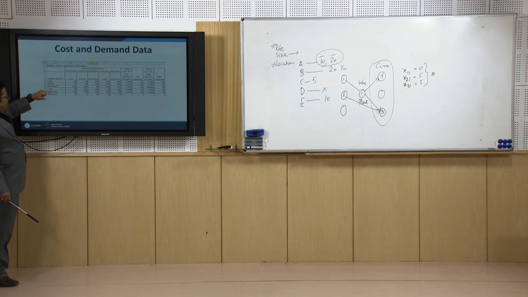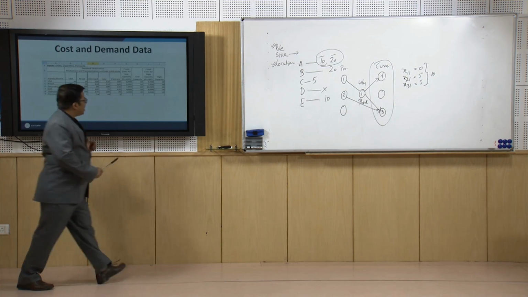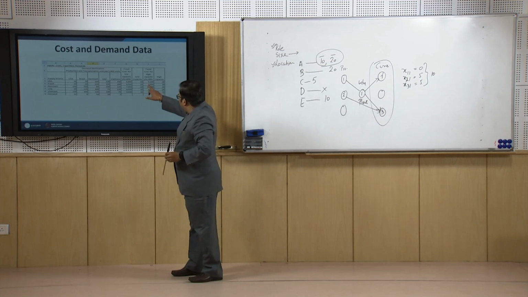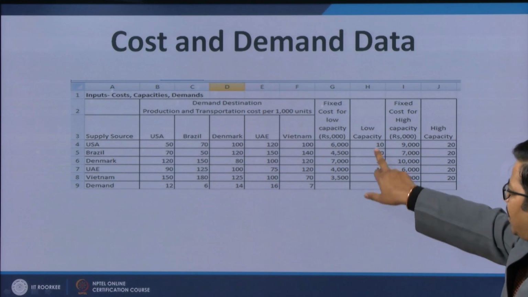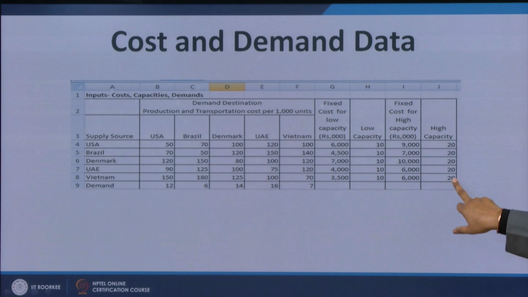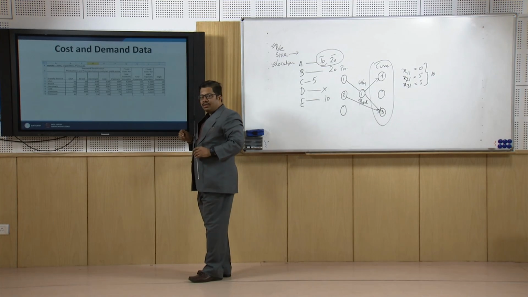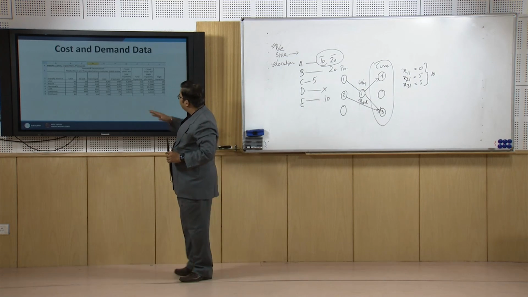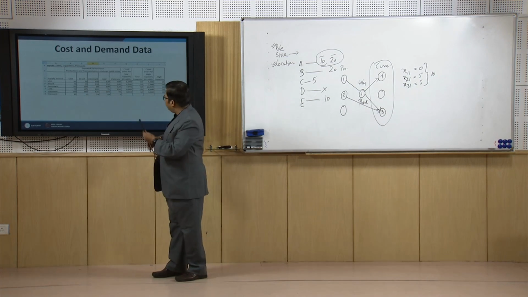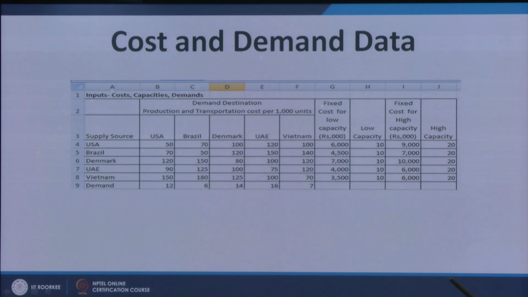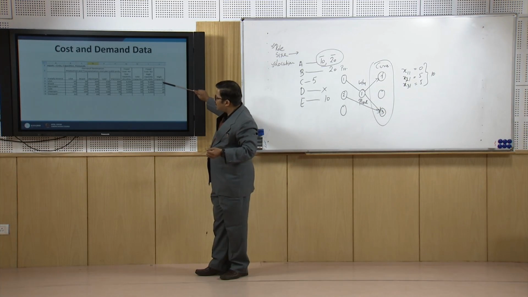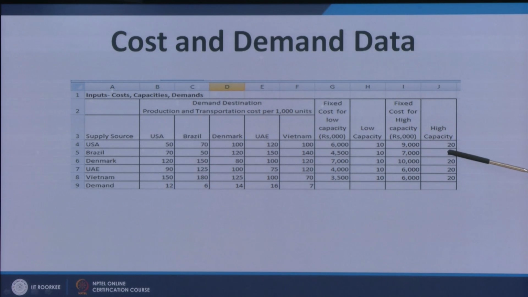Now, at each of these locations, USA to Vietnam, you can have two types of plants, a low capacity plant and a high capacity plant. Low capacity plant means 10 units and high capacity plant means 20 units. The fixed cost for opening a low capacity plant at different locations from USA to Vietnam is available from G4 to G8. The fixed cost of opening a high capacity plant from USA to Vietnam is given in I4 to I8. It is different at different locations.